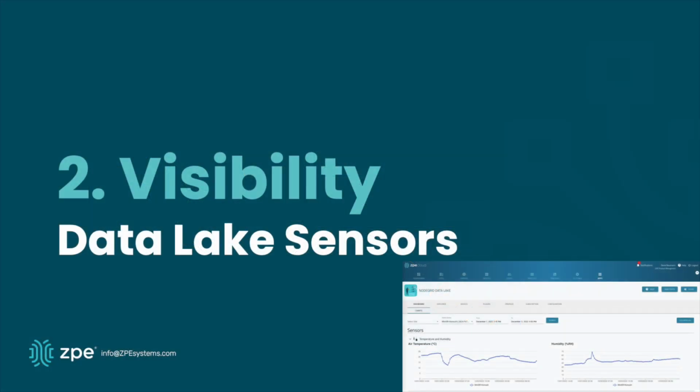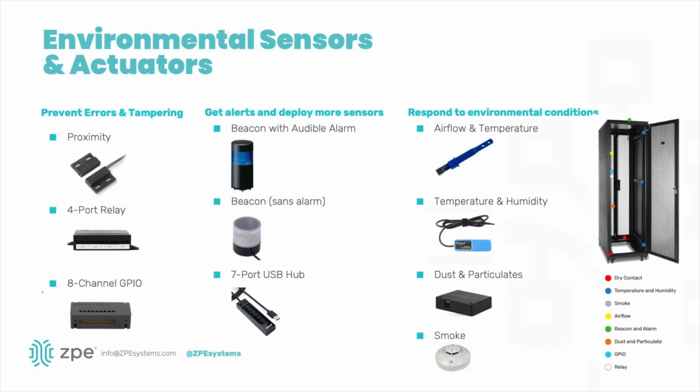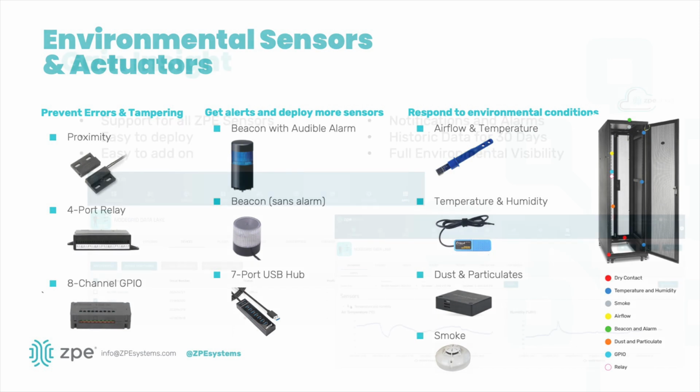A second building block focuses on visibility and provides customers with the insight to understand what is happening in their environment, physically as well as in their network. To help our customers gain more insight into what is happening in the physical environment where the Nodegrids are deployed, we introduced earlier this year our sensor range. The available sensors cover a wide range of different environments, starting from an airflow and temperature sensor over temperature, humidity, dust particles for airflow, as well as relays and alarm beacons.